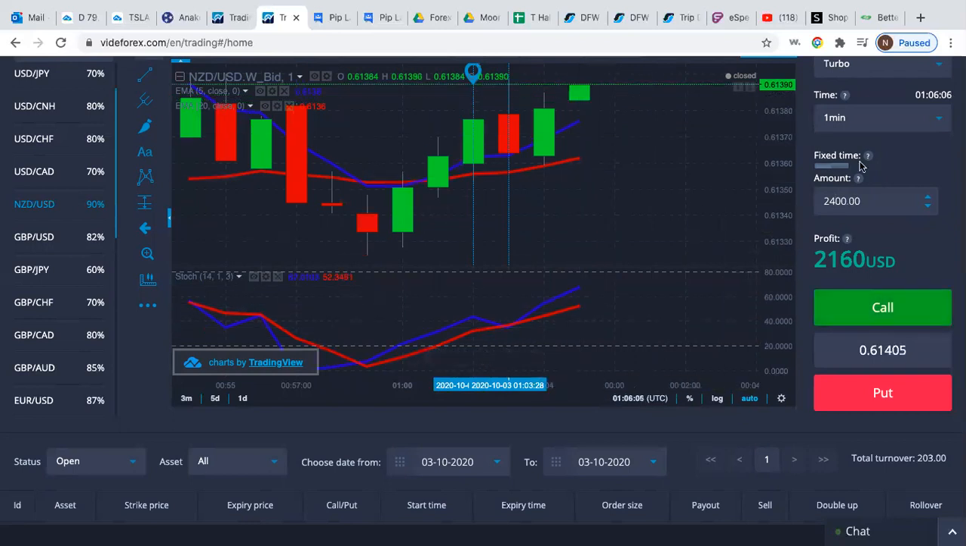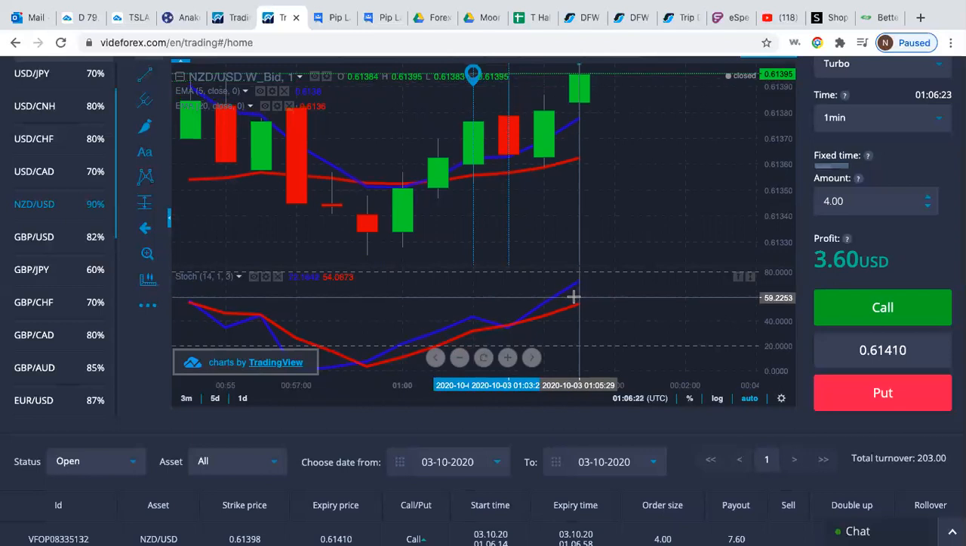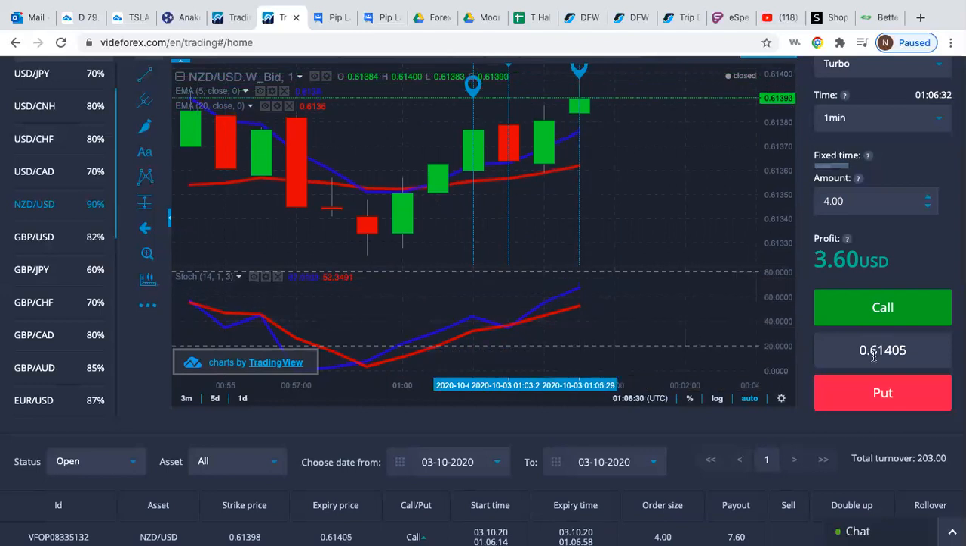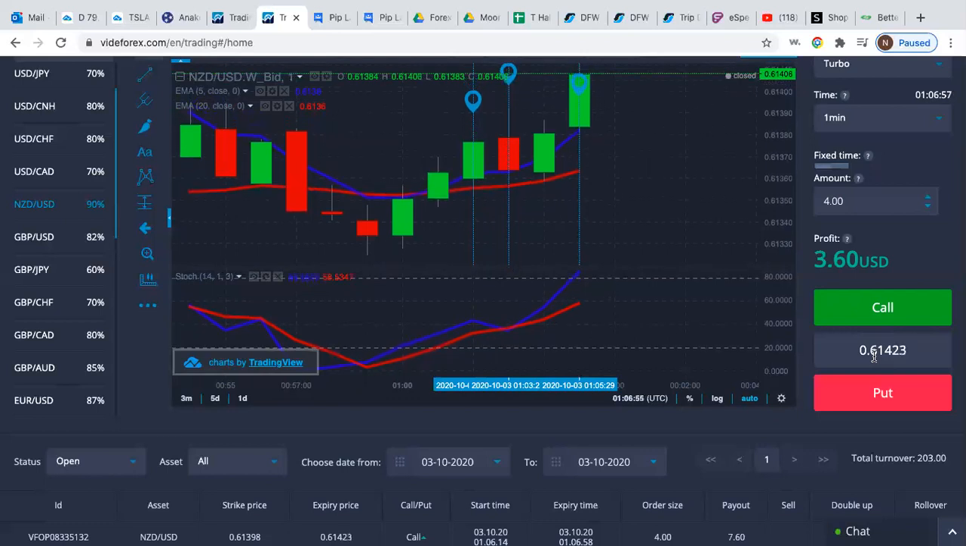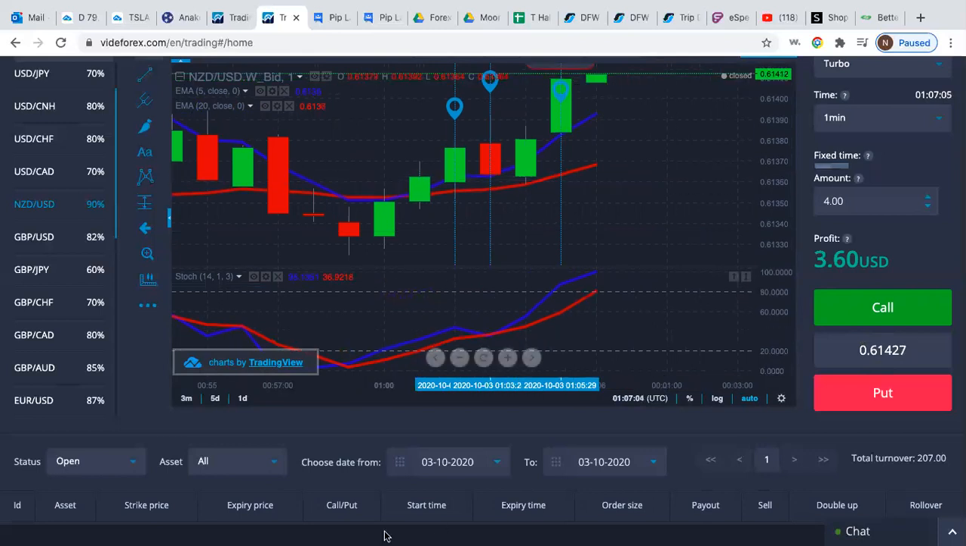Okay, I'm gonna take a, oh, that's too much. Gonna take a $4 call here. At the time, it was wide enough for me to actually fit this plus in. So this is what I'm gonna use to measure with. Got a nice amount of space here, very, very nice gap. Four seconds. And there you have it. We won that trade.